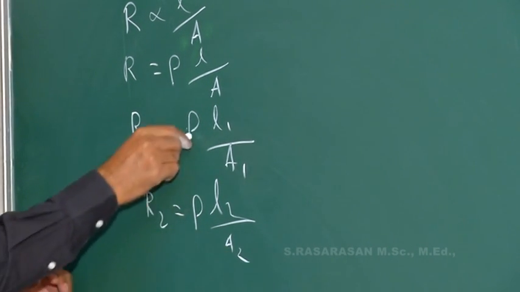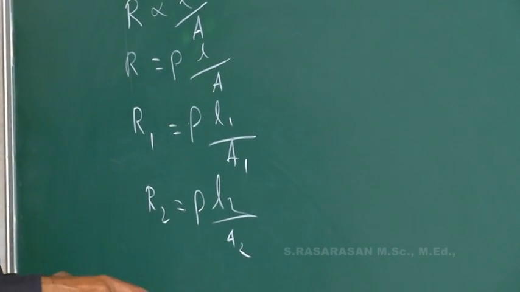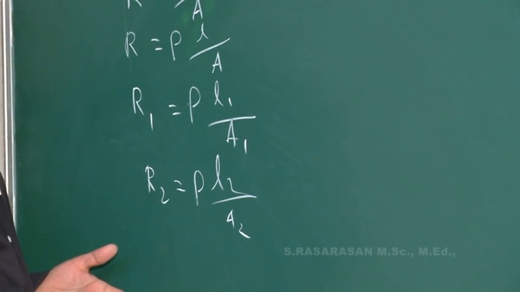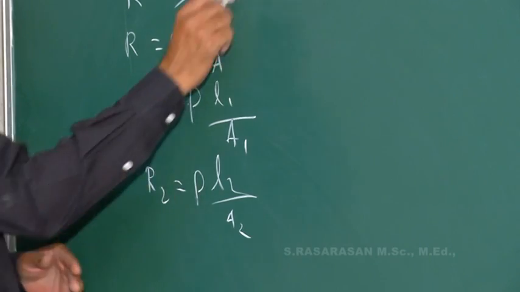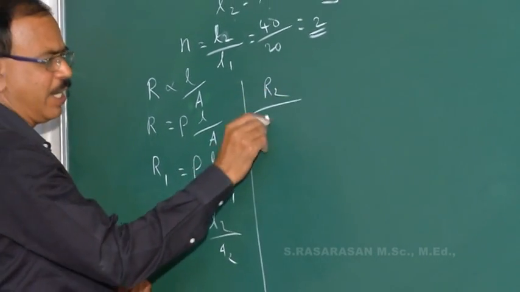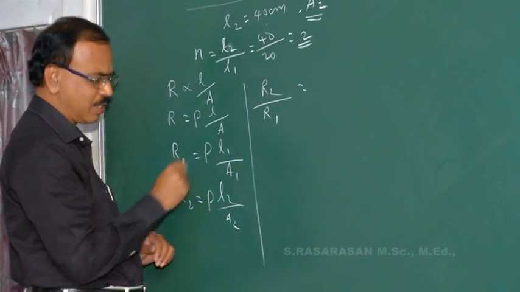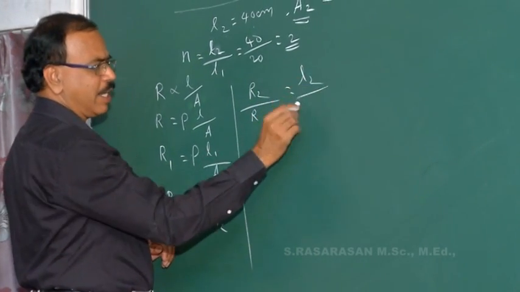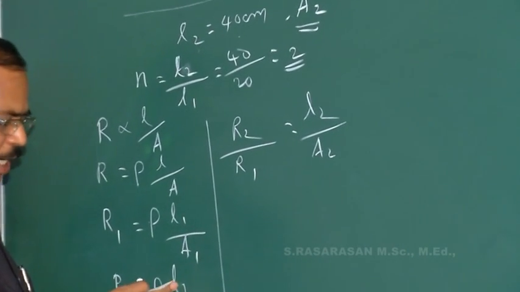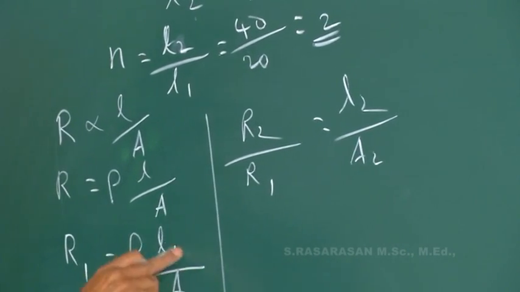Why is it the same rho? Because it is the same wire, the same material. For one material, one rho is there. Specific resistance is always constant. In a number of problems, we have mentioned that. Divide the second by the first. R2 by R1 is equal to, rho cancels, so L2 by A2 divided by L1 by A1.